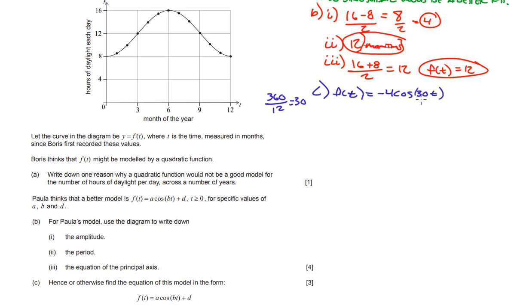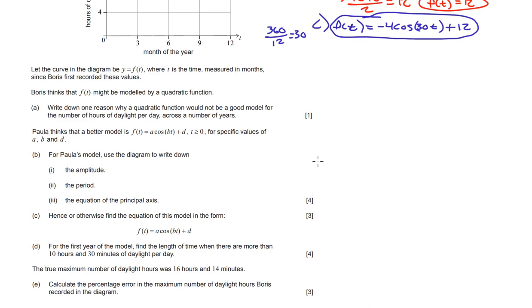30t, right? And remember, 30 means that it's going to go through 30 full cycles in 360 degrees, right? Because it repeats every 12 degrees or 12 months. Okay, and then plus d is going to be our principal axis, which in this case is 12. That goes right down the middle. So this would be our equation for C.